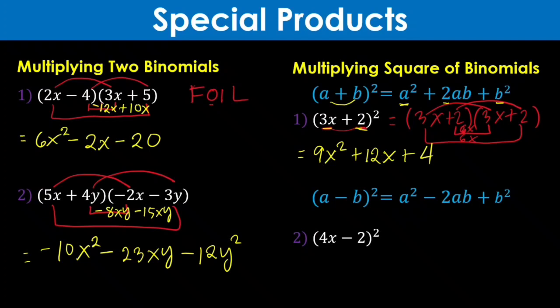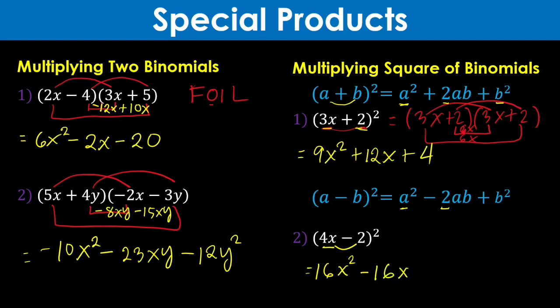Now next one here, you have a difference of terms, then we still do the same. So using this formula, you square the first term. The square of 4x is 16, the square of 4 is 16, and the square of x is x squared. And then you multiply this by 2. That's negative 2 times 4, which is negative 8, and negative 8 times 2 is negative 16x.